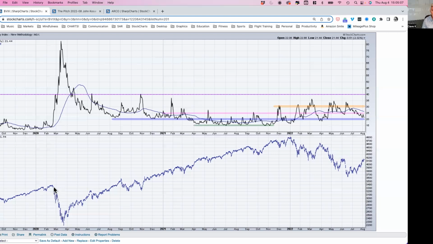Things rolled over very quickly. We gapped lower and accelerated for the next 4 weeks to make a significant low in March of 2020. Look at how the VIX spiked from around 13 up to around 83 in just about a month. That is a huge swing for volatility, one of the highest readings in the history of the VIX.